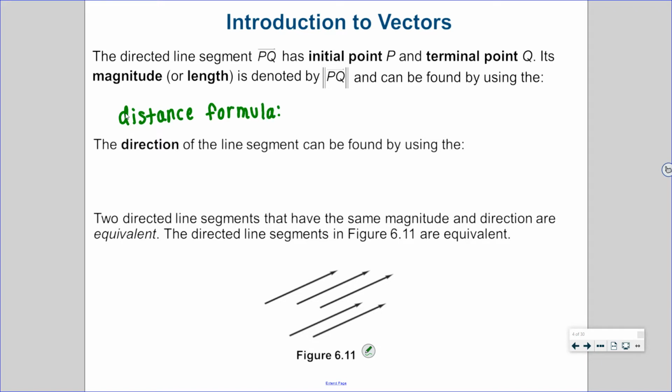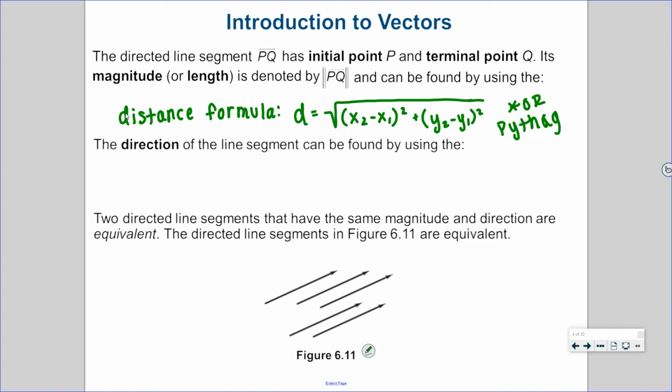Oh, I should talk about the notation. So the distance formula, like I said in the warm-up, you're just finding the distance between the x coordinates to find one leg of the right triangle that you could draw, the difference of the y coordinates, and then you're finding the length of that hypotenuse. Or Pythagorean theorem, you could.